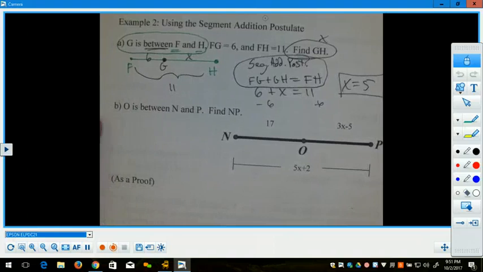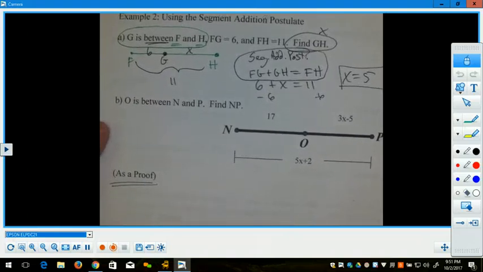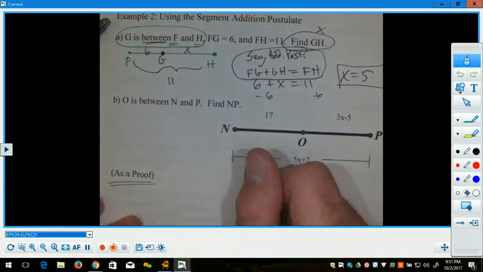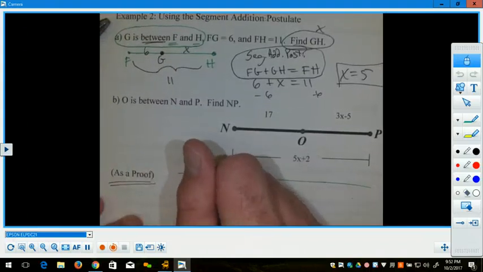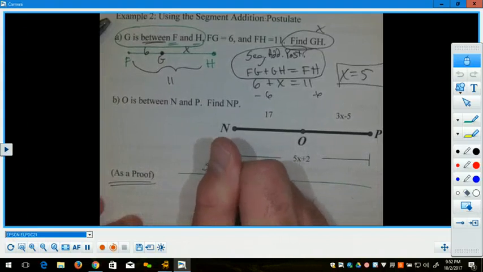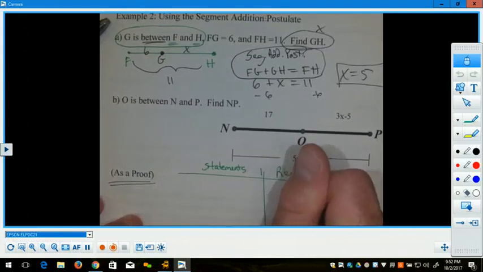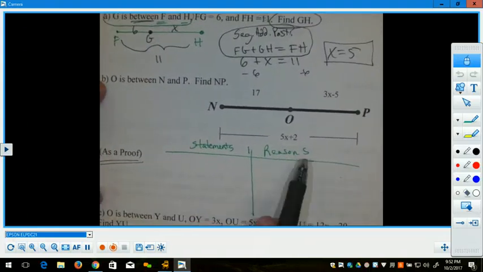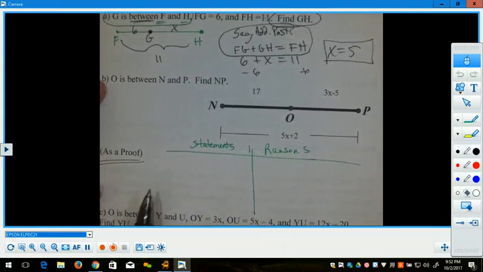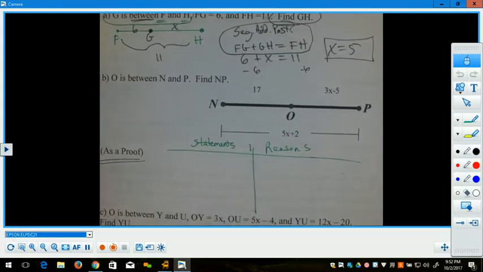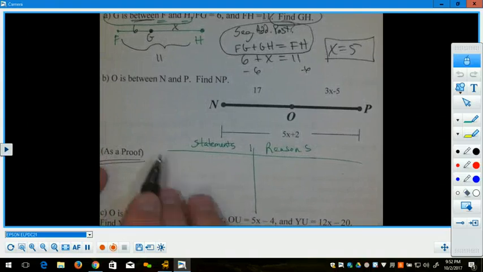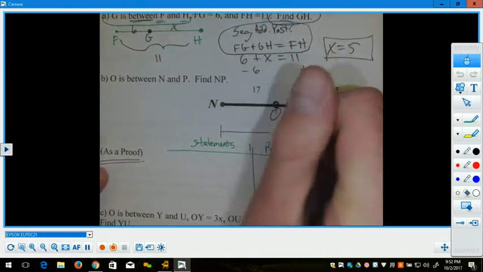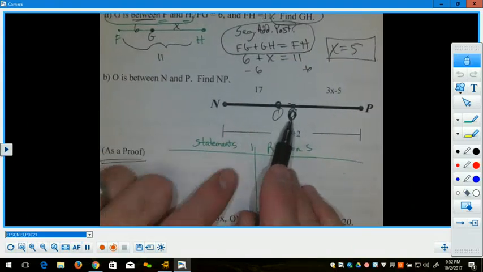So I'm going to do that for letter B, and I'm going to write it as a proof this time, which is kind of like what I did here, except I'm going to have, just like we had with our algebra, statements and reasons. So I'm looking at this, it says O is between. Now they did something bad, they put it right in the middle. That's not good, because then somebody's going to go thinking those are equal. They didn't say it was the midpoint, so I can't say they're equal. O is between N and P. I'm going to change that. I'm putting O right there. I don't like that. All right, so that's a big no. Don't put it in the middle.